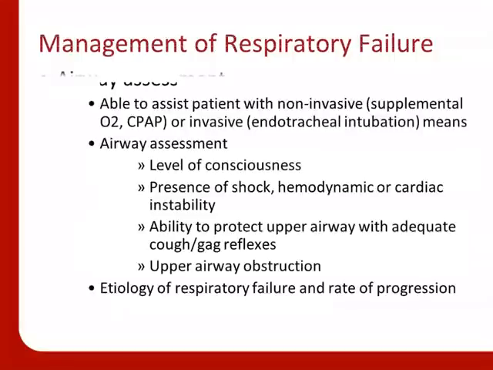So the airway assessment is pretty straightforward, and the things that you're looking for are how awake is the person, are they in shock, or are they having hemodynamic issues or cardiac instability, and are they able to protect their upper airway? Do they have an adequate cough or gag? And then you look for any signs of upper airway obstruction.